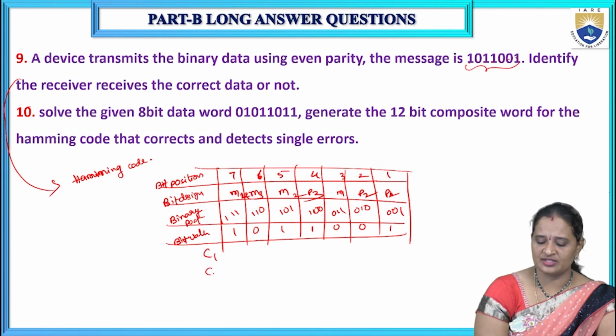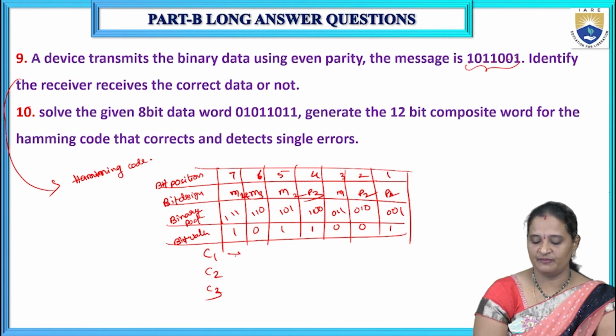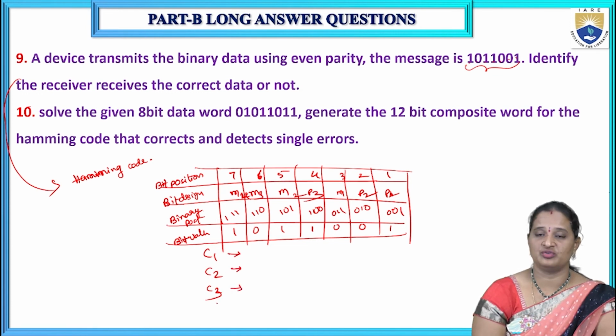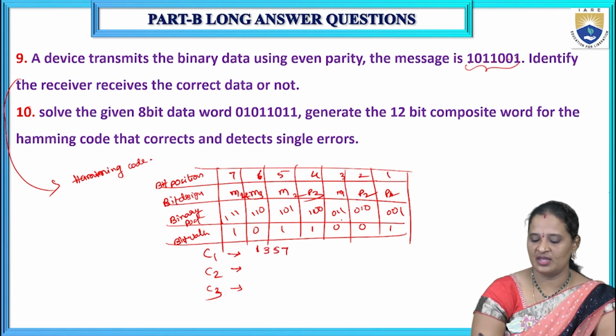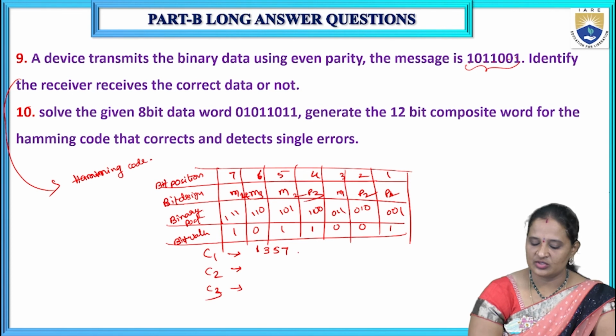Now generate the syndrome C1, C2, C3. So how many parity bits here? We have 3 parity bits. So for that we need to generate 3 check bits. Check bit 1 is computed by looking at the positions 1, 3, 5, 7. Right? So what is the value of each? 1 is 1, 3 is 0, 5 is 1, and 7 is 1.